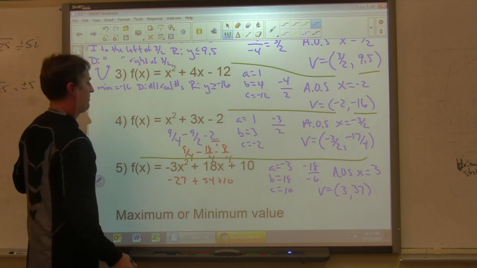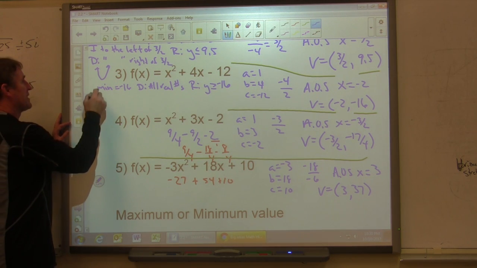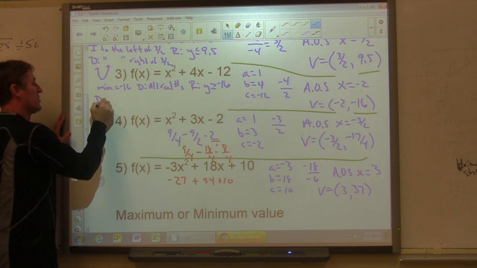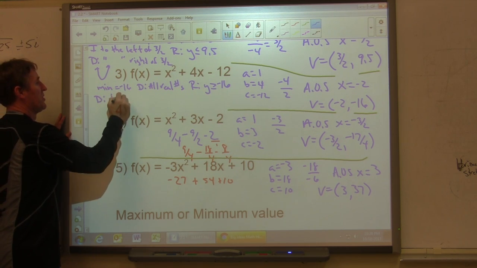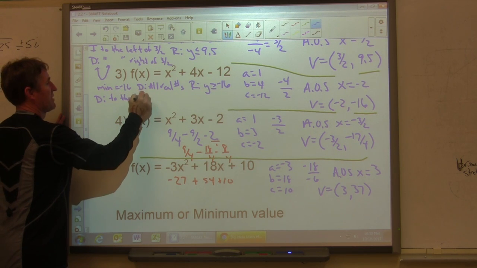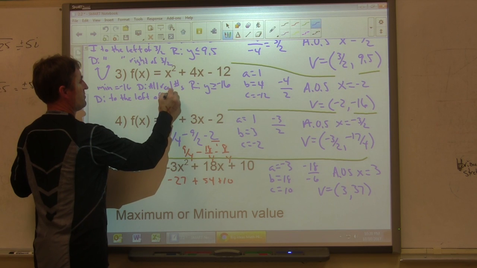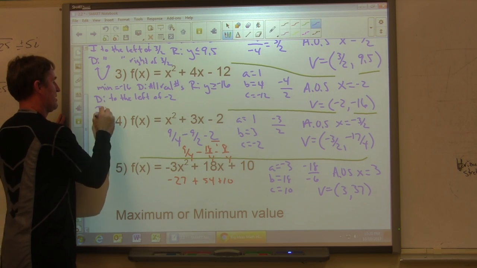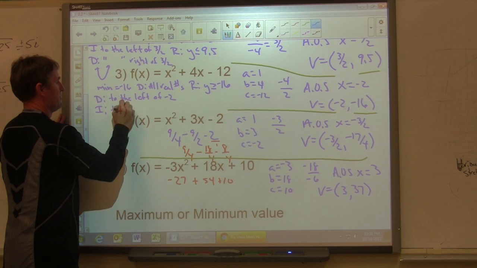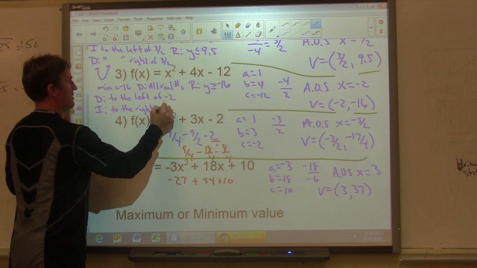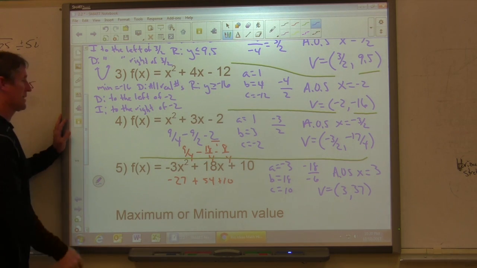That's our lowest point. And now as it comes to the vertex from the left, it's decreasing. So it's decreasing to the left of -2. And it's increasing to the right of, again, the vertex, the x value of the vertex.